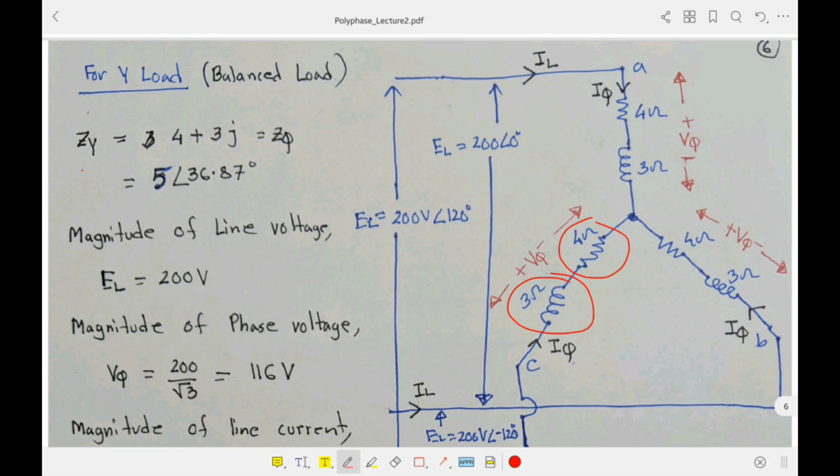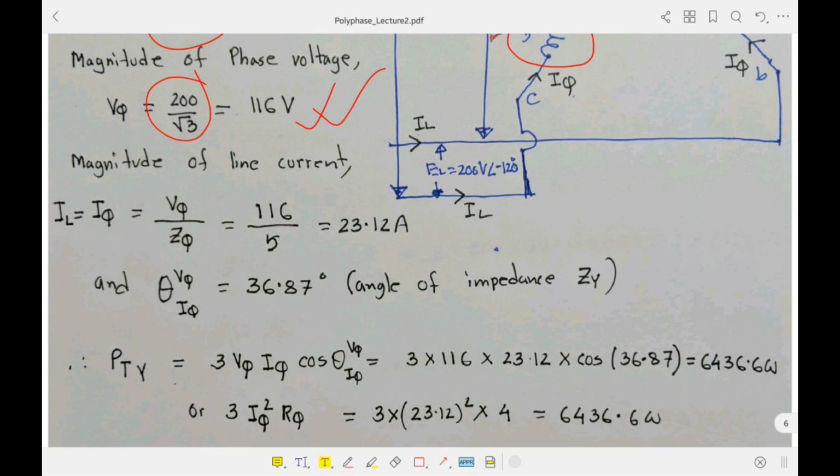So the impedance we can write as 4 plus 3j, and if you convert it to polar form, it is 5 angle 36.87 degrees. And now the voltages. The line voltage magnitude is 200 volts, as written here, and if you convert this line voltage to phase voltage, since it is a Y connection, it is just 200 over root 3, which gives 116 volts. And now we will just use our previous expressions, simple maths.